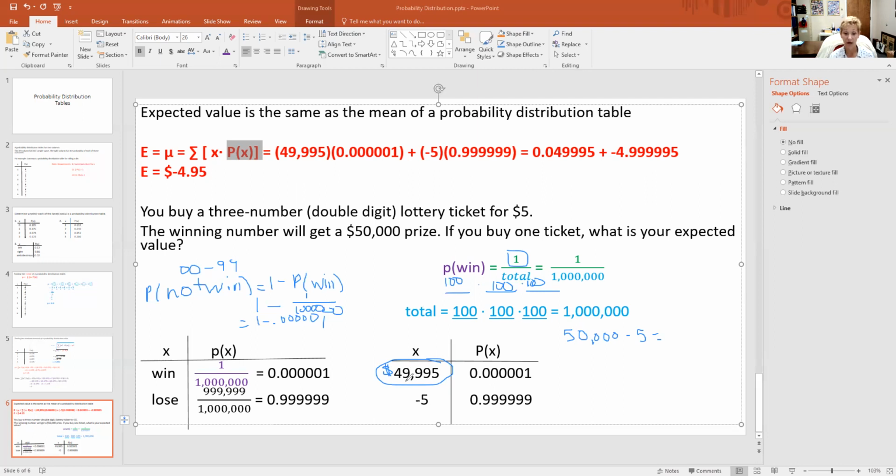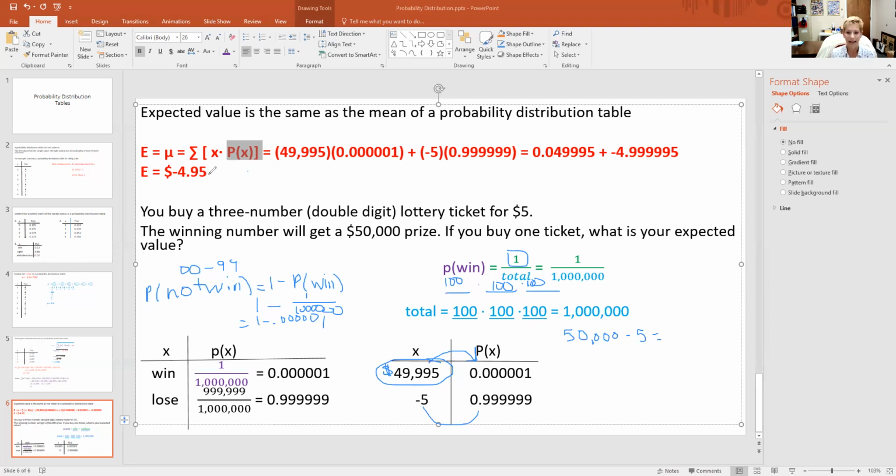Now, what happens if you lose? Well, you lose your $5. So that's why I made it a negative $5. So now this is a probability distribution table. So you know how to do a probability distribution table. You do X times P of X and then you add them up. So I do this number times this number, that number times that number, and then this number times this number. So it's a negative, remember. So this number times this number gets this on my calculator, double check it. Remember, a negative times a positive is a negative. And when I add this positive and this negative, I get this number.